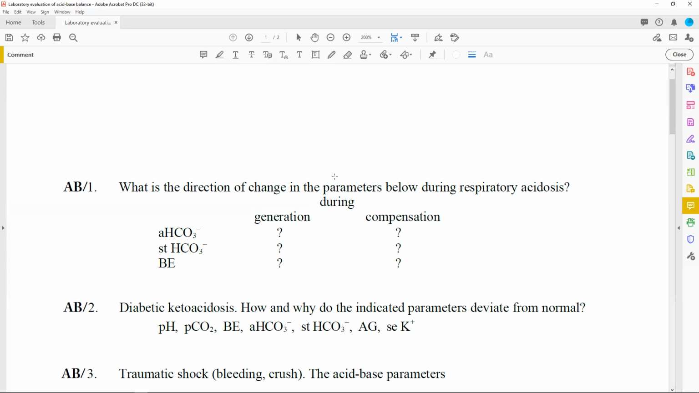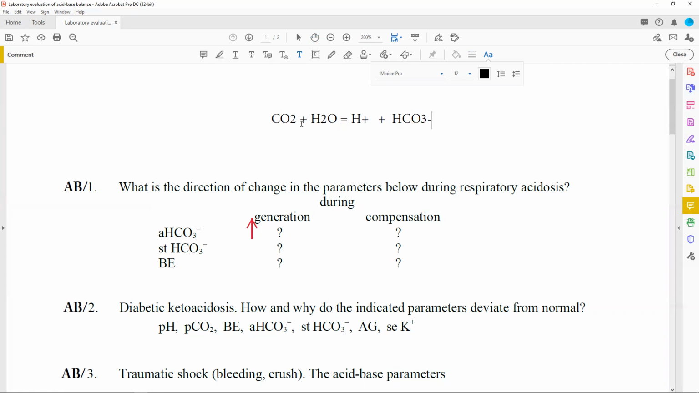So what will happen with the actual bicarbonate level if we have an elevation of the CO2 value? It will increase. All right, because carbon dioxide reacts with water and dissociates into proton and bicarbonate. So CO2 plus water, when it's dissociated, makes the proton and makes the bicarbonate.